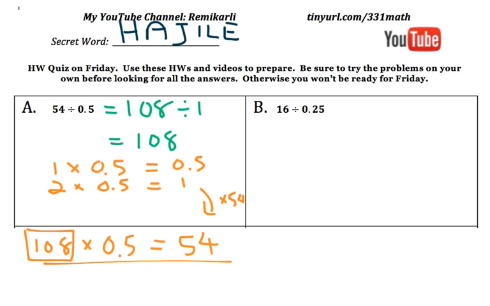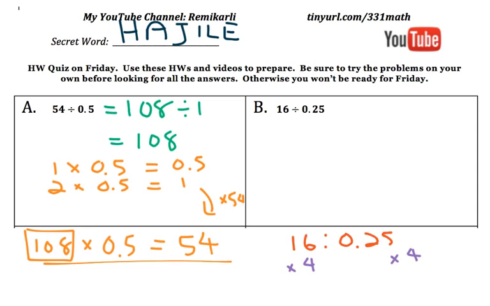Alright, so let's take a look at B. B says 16 divided by 25 hundredths. And again, we're dividing by something small and it's a little weird. So we could think of this as a ratio of 16 to 25 hundredths. And then we can say, let's solve a simpler division problem. So I see that if I think of it as a quarter, 4 of them would make a whole.